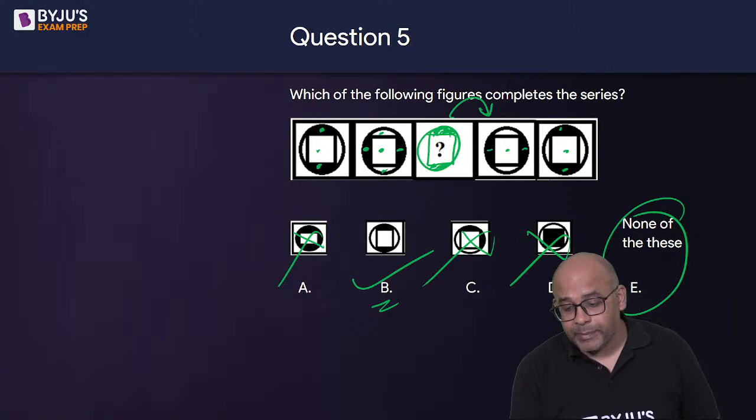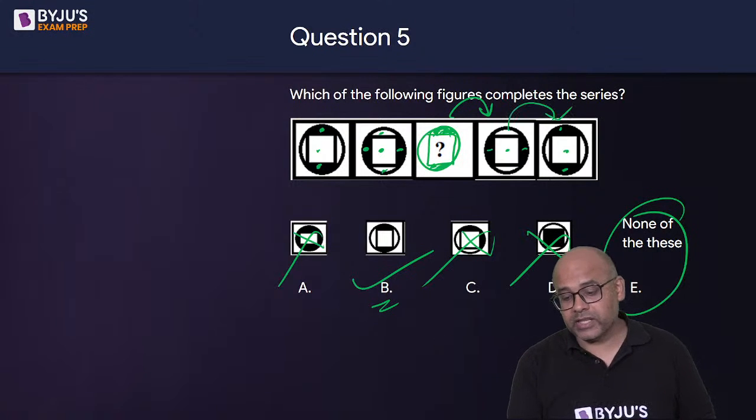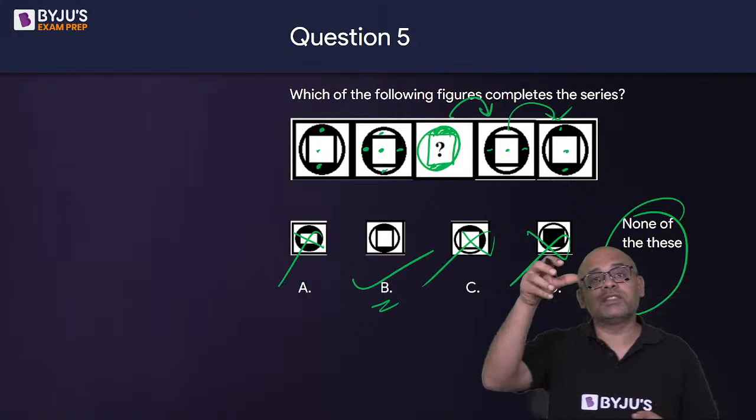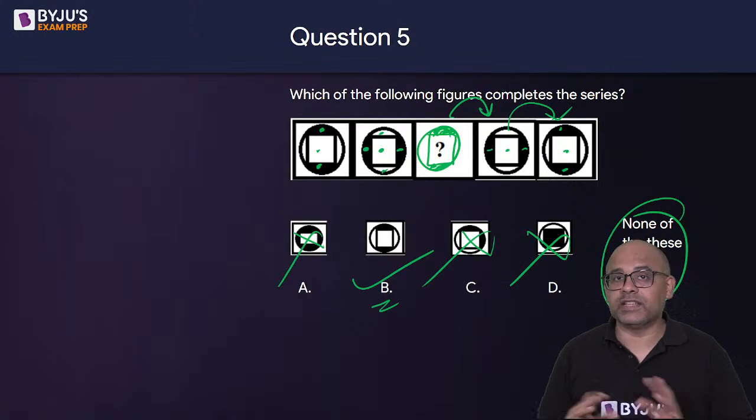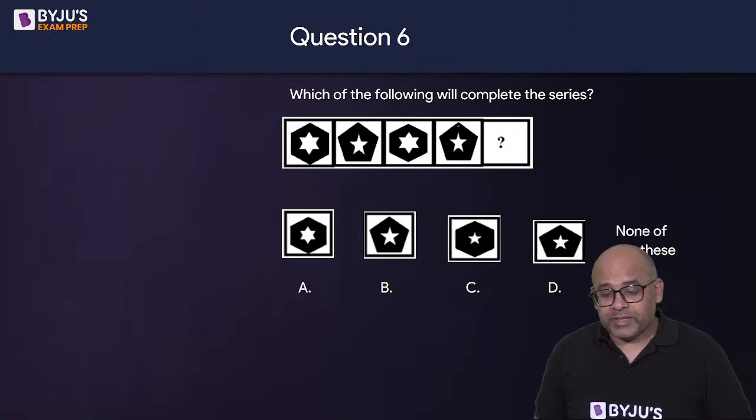Once again, if you turn it by 90 degrees, you will get back the fourth figure. And then again by 90, you will get back the next figure. So basically, they are just turning the inside figure by 90 degrees. That's all. Question number 6. Again, very simple. Quick answers.